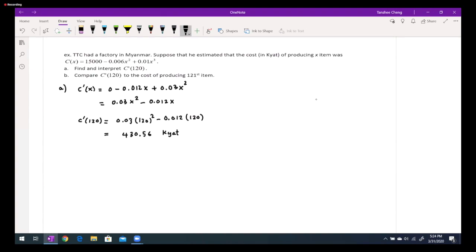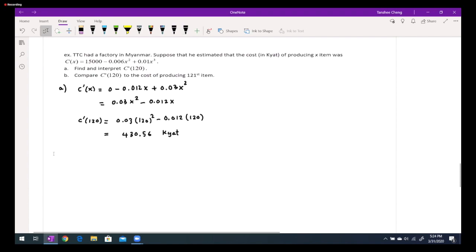Now, the interpretation part: what does that mean? So this C prime of x, the derivative of the cost function, is basically talking about the instantaneous rate of change of the cost. And very soon, I'm going to help you define, in business terms, what is called the marginal cost. We're going to define that later on. More interestingly, right now, what we are interested in is how to interpret C prime of 120. So what does that mean?